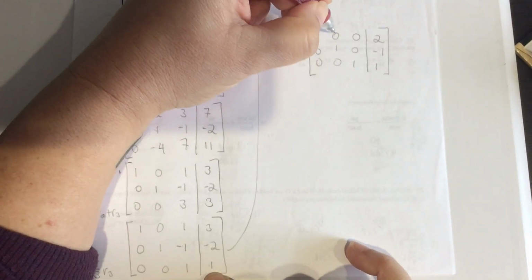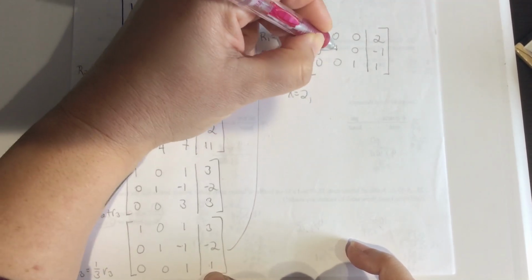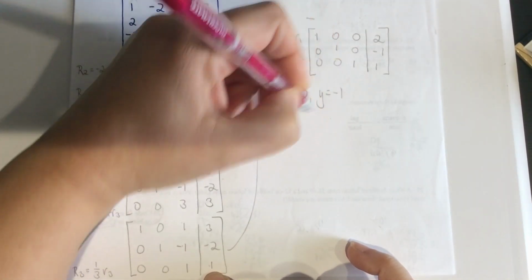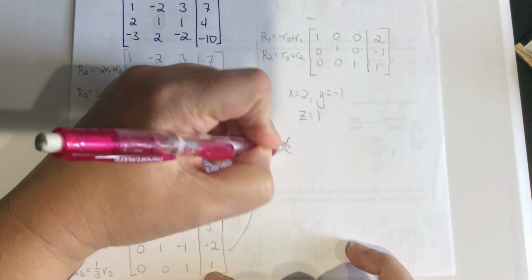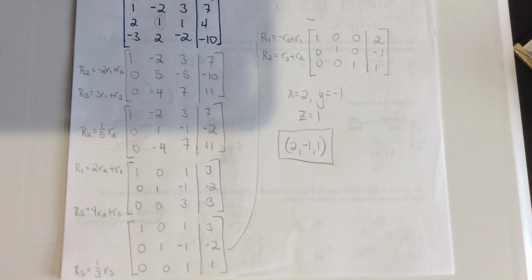So I can see x plus 0y plus 0z equals 2. y equals -1. And z equals 1. Remember, I want you to write your answers like that. Okay? All right, we're at 9 minutes, so let's see what we can do.